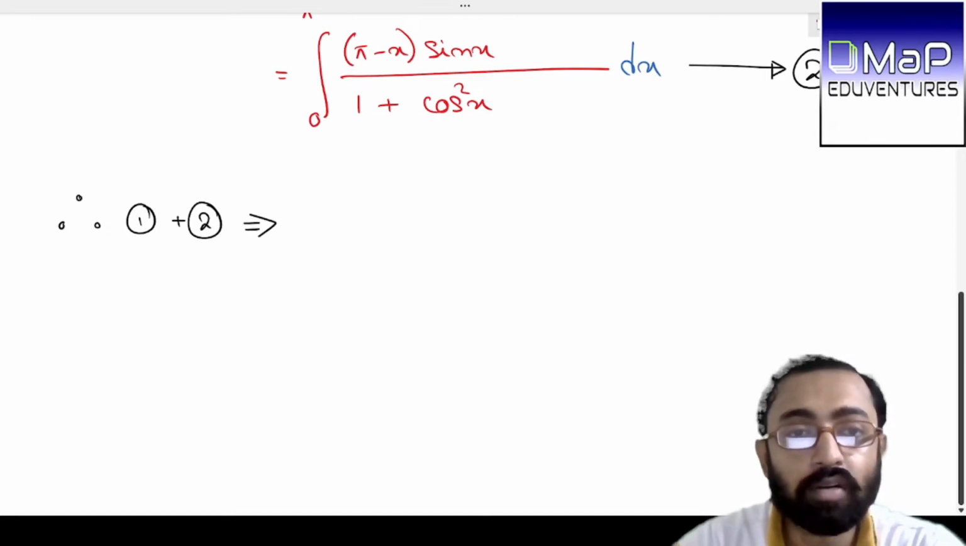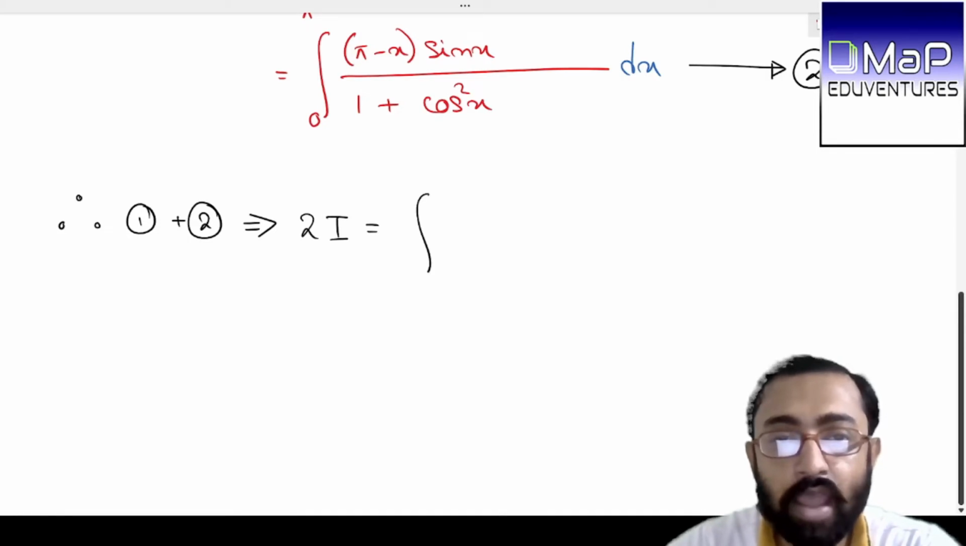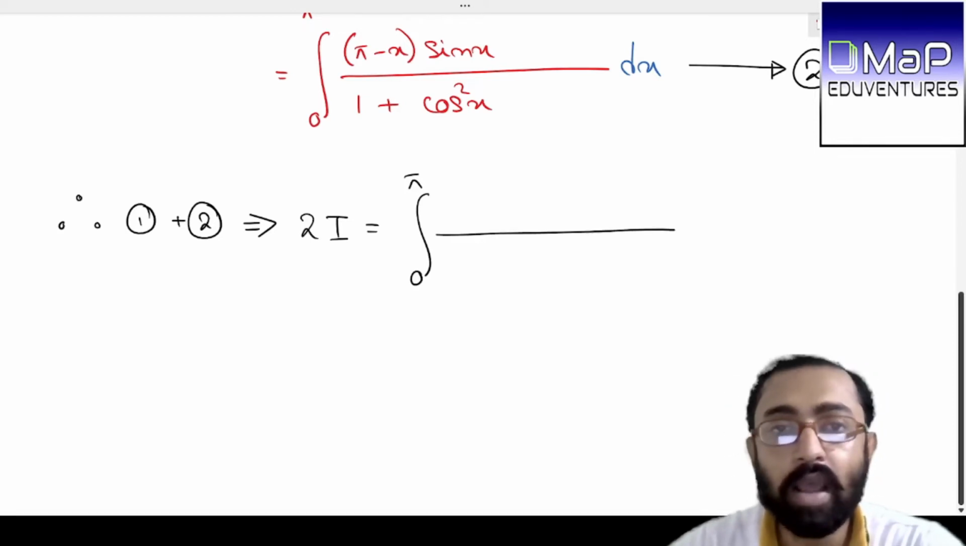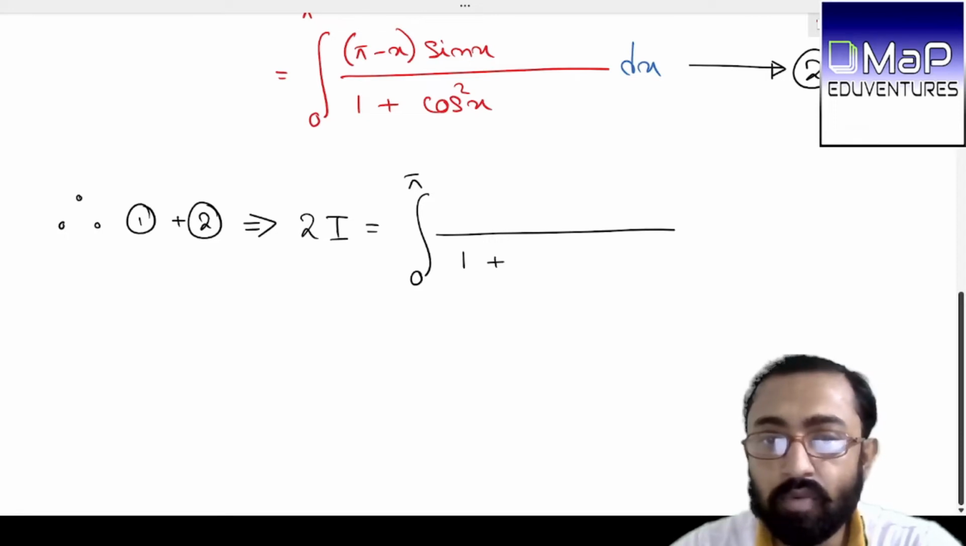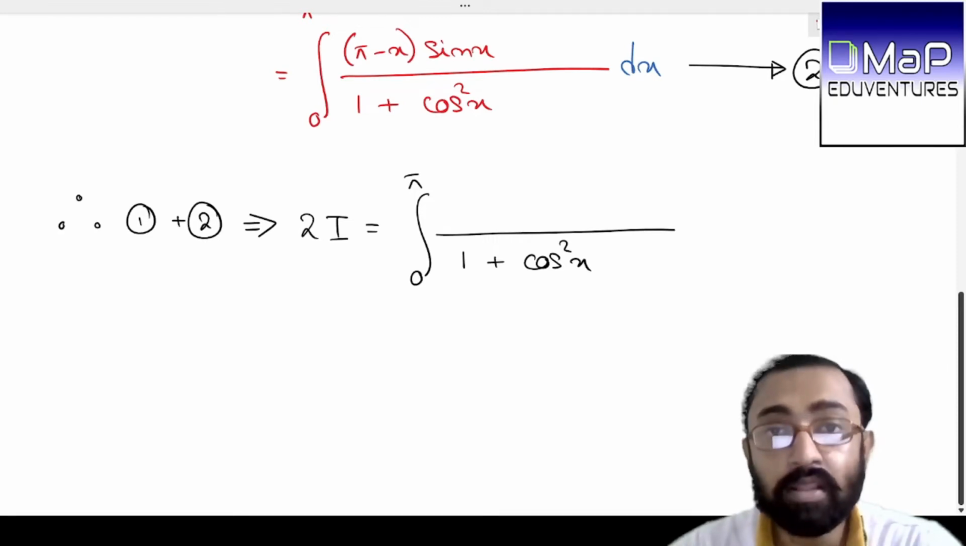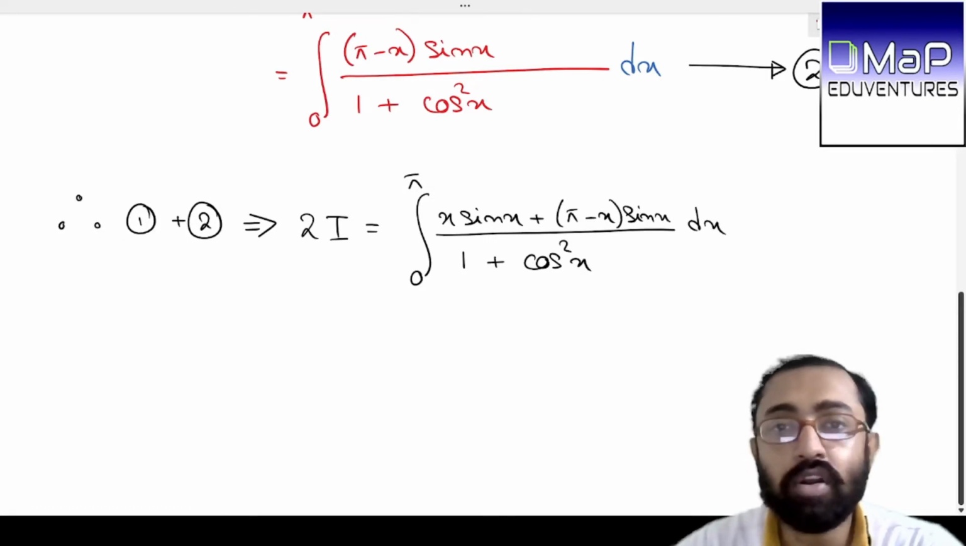Then we will have, on the left hand side, obviously twice I. On the right hand side we have integration 0 to pi, with the denominator the same, 1 plus cos square x, for both terms. In the numerator you will have x sin x plus pi minus x sin x dx. This is your numerator.